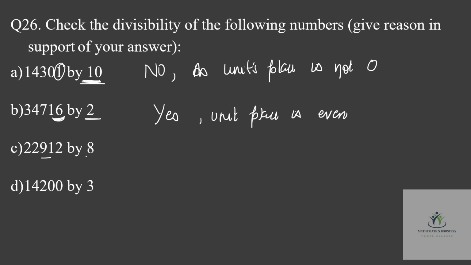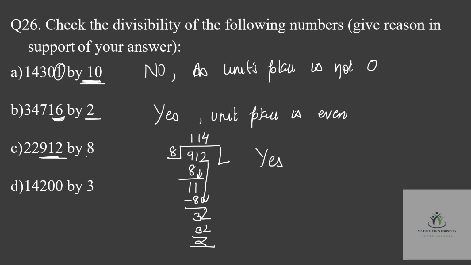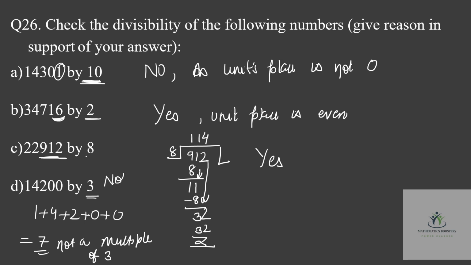Next, divisibility of 8. We check the last 3 digits. Divide by 8. 8 ones are 8, 8 ones again. 8 fours are 32. So yes, divisible. Now, the divisibility rule of 3: we add all the digits. If it is a multiple of 3, then it is divisible. The sum is 7, not a multiple of 3. So, not divisible.